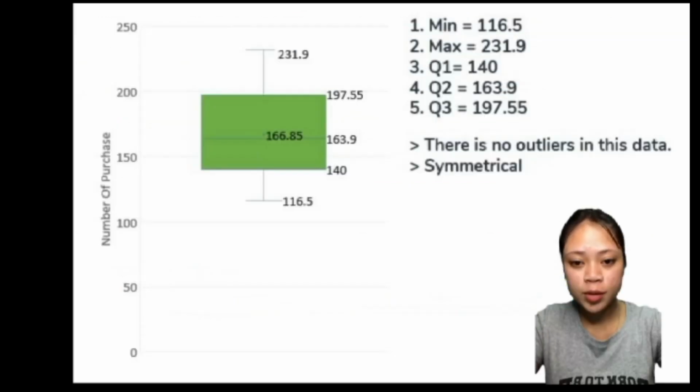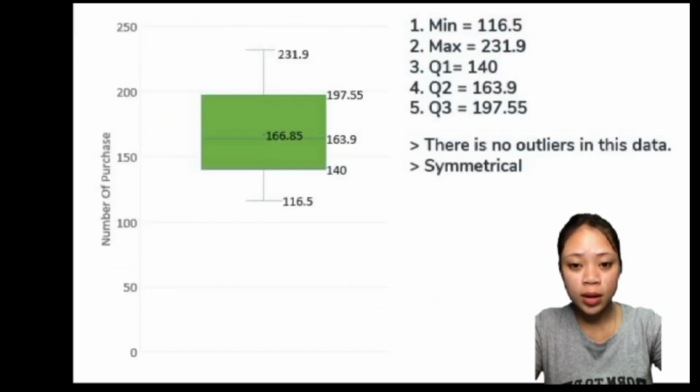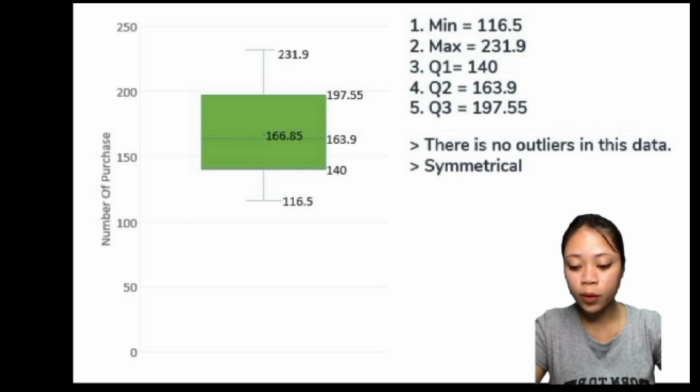198.25. From this box plot we can get the five summary values, which are 116.5 for the minimum value, 231.9 for the maximum value, 140 for the first quartile, 171.3 for the second quartile, and 198.25 for the third quartile. There is no outlier in this data, and the distribution is symmetrical.